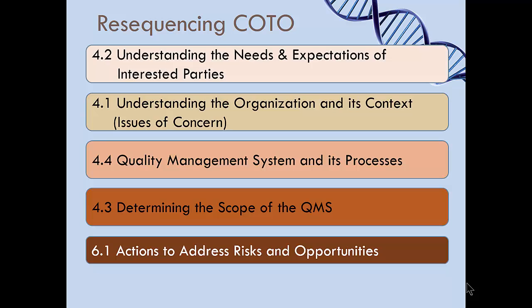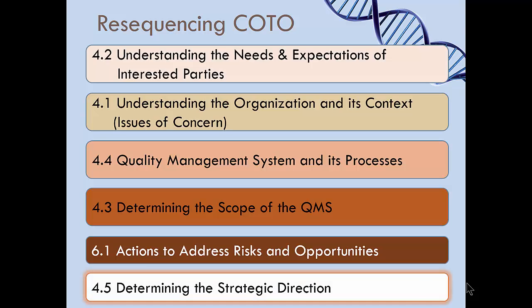We're going to do it in this sequence, and then we're going to add a clause that's missing entirely called determining the strategic direction. And I call this a ghost clause. This is something that is talked about constantly, but is never actually referred to in the standard as an overt requirement. So this is the sequence of COTO. This is how we're going to do it. And as you see, we're covering both COTO and risk-based thinking at the same time when we do it in this sequence, which makes it kind of elegant and neat, and it also cuts down on labor.